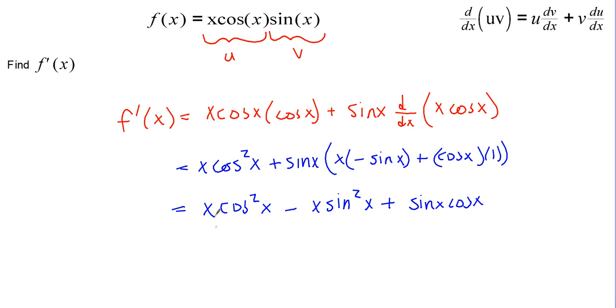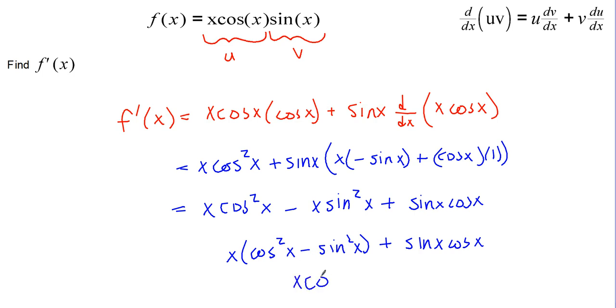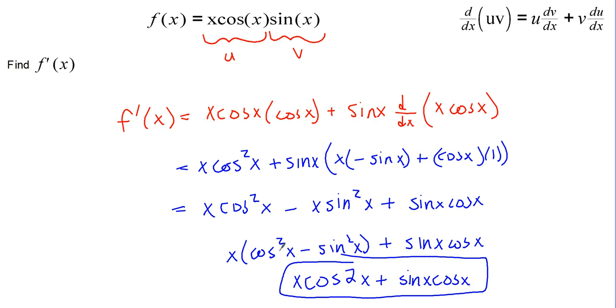If we wanted to, we could factor the x out of the first two terms, giving us x times cosine squared x minus sine squared x plus sine x cosine x. And using a trig identity that cosine squared x minus sine squared x is equal to cosine 2x, we'd have x cosine 2x plus sine x times cosine x. So we've used the product rule within the product rule to find the derivative of three different functions multiplied together.